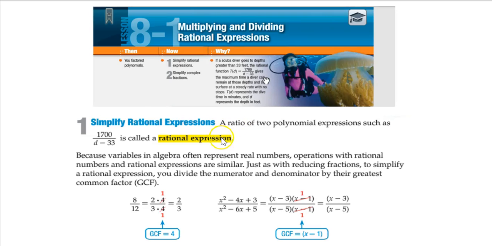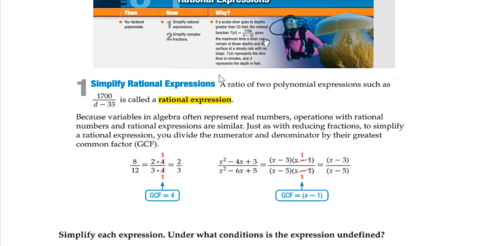A1, multiplying and dividing rational expressions. By the end of this lesson, our goal is to be able to simplify rational expressions and simplify complex fractions. So that's what a rational expression is, and all it is, is one polynomial divided by another polynomial. If I give you 3x minus 2 over 4x plus 5, that's a rational expression. Or even 2 over x plus 1.